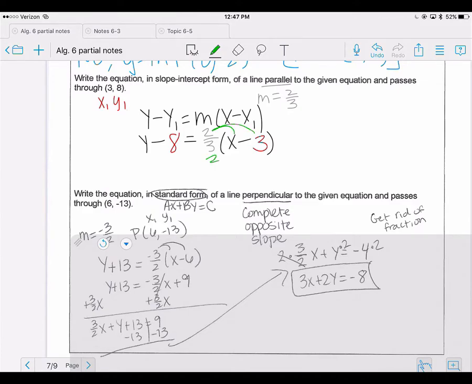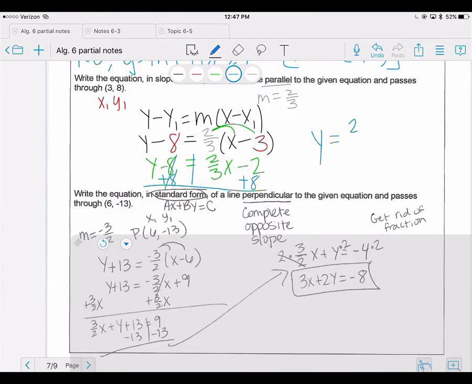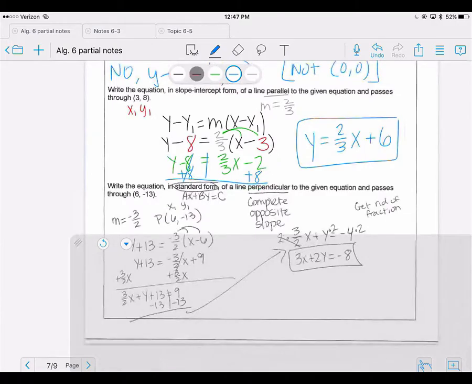I then distribute, so 2/3 times x, 2/3 times negative 3, and then add 8 to both sides. Remember, it's not 8 to all of the terms, it's only to numbers. So 2/3 x stays the same, negative 2 plus 8 is 6. So my parallel just has the exact same slope. I plug it into point-slope, and then they ask me for slope-intercept form, so y equals mx plus b.